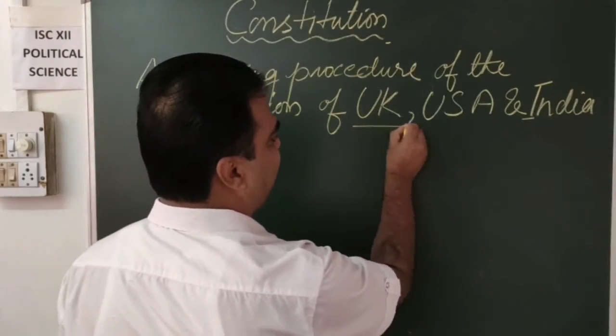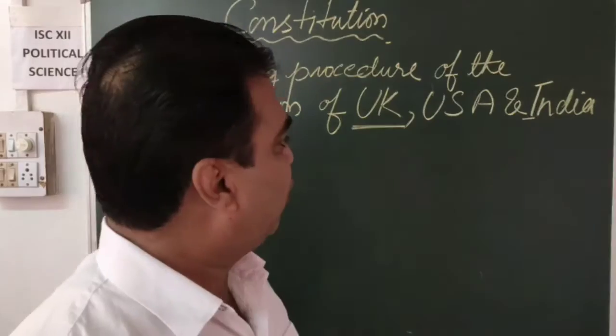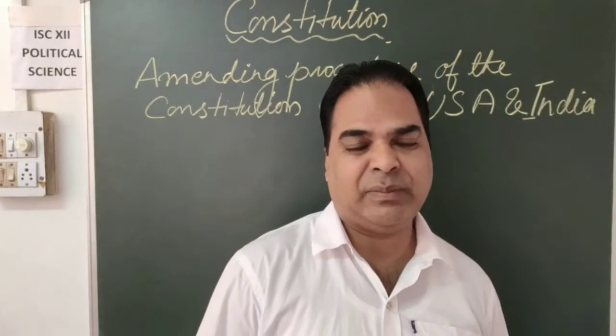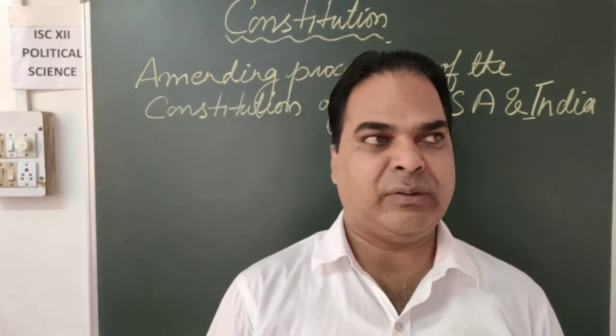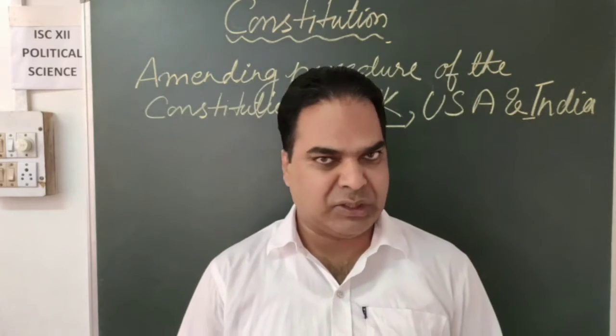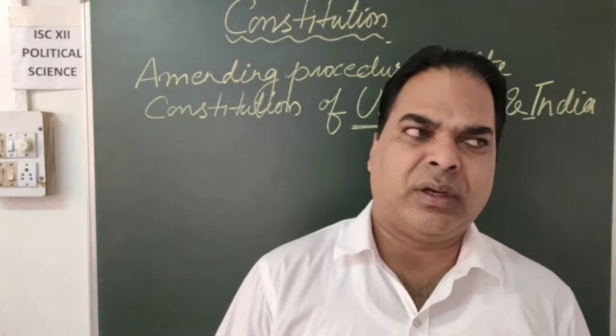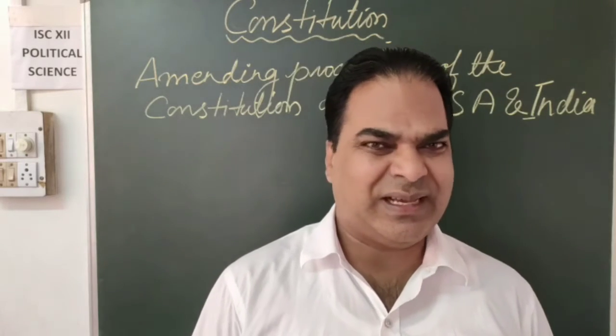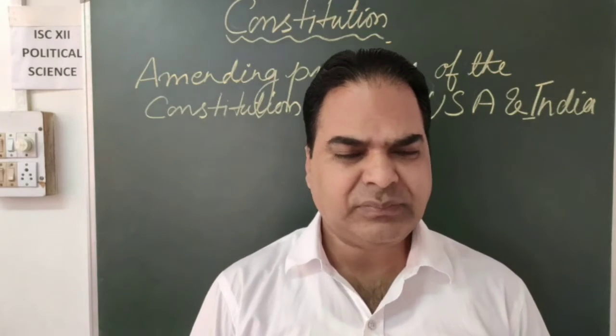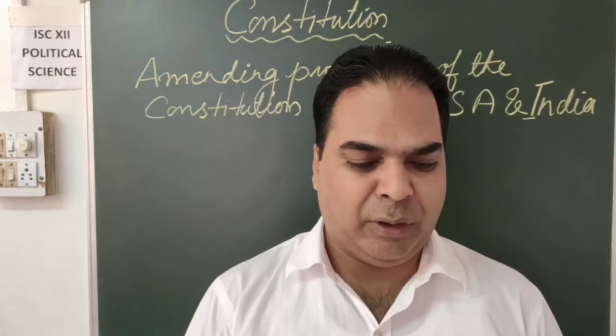Very simple. We don't have to waste our time in discussing the amendment procedure of UK because it's very simple. As you know, the constitution of UK is an unwritten constitution, so there are no definite rules and regulations according to which to amend the constitution. So the UK constitution, though it is an unwritten constitution, can be amended partially or wholly by an ordinary law, which can be passed by the British Parliament.